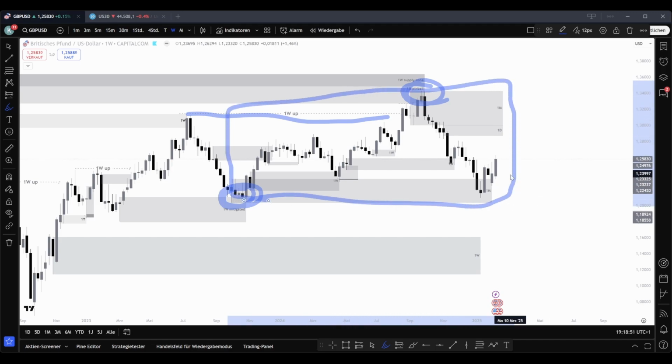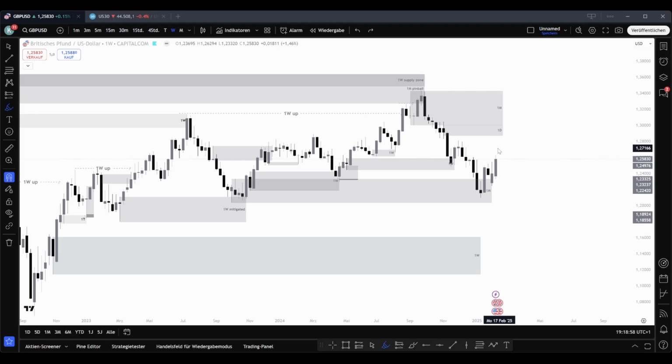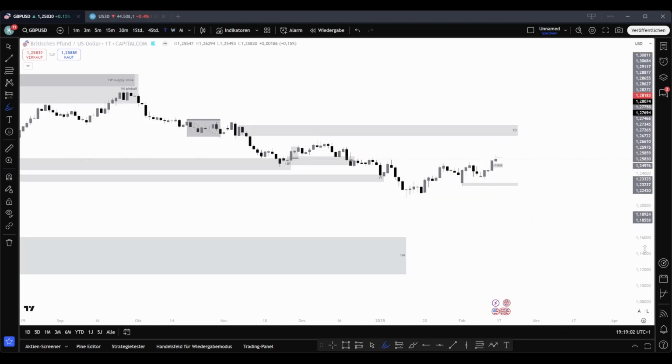So within this range, what are we seeing? Price has reacted here, it has started moving up. Then also we're looking for buying opportunities at the moment. So I scale down to the daily time frame now.